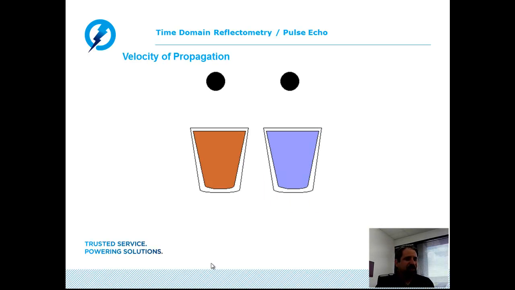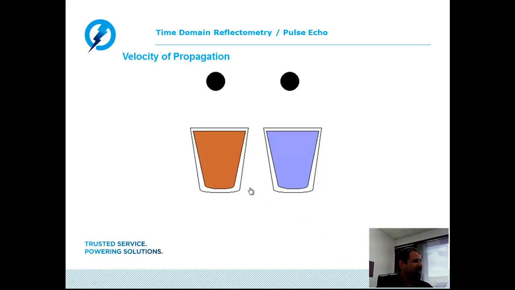Now, a very critical setting on a time domain reflectometer is called velocity of propagation. Velocity of propagation is the speed at which these high frequency pulses are traveling on any given cable. And the speed at which these pulses travel will be influenced by the type of dielectric material and the thickness or cross-sectional geometry of the cable.